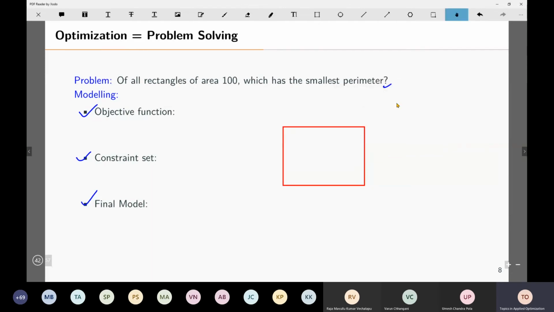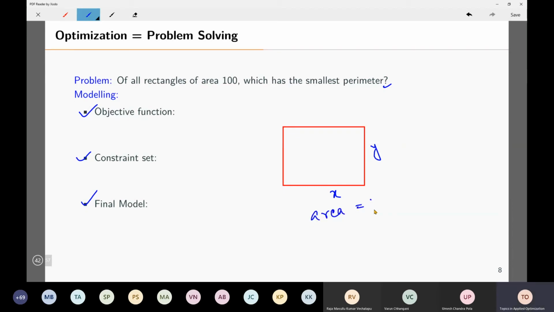Okay, so let us say we have the rectangle here, and let us say the rectangle's length is x and width is y. x is not equal to y because it's not a square. So what are the information we have in the problem of all the rectangles of area 100? Area is given to us. So area is 100. The area of a rectangle is x times y, and this is 100.